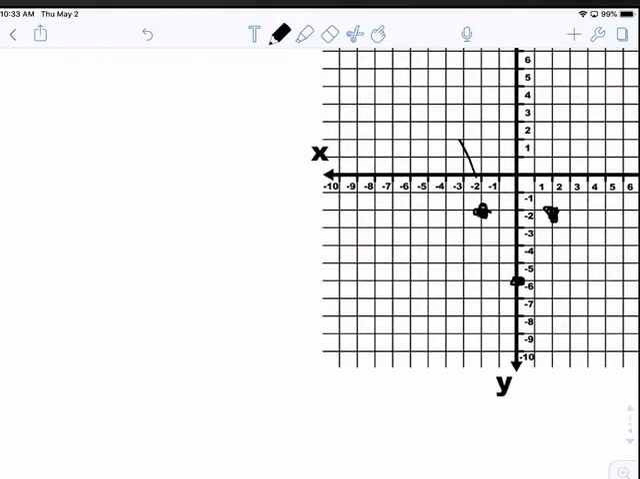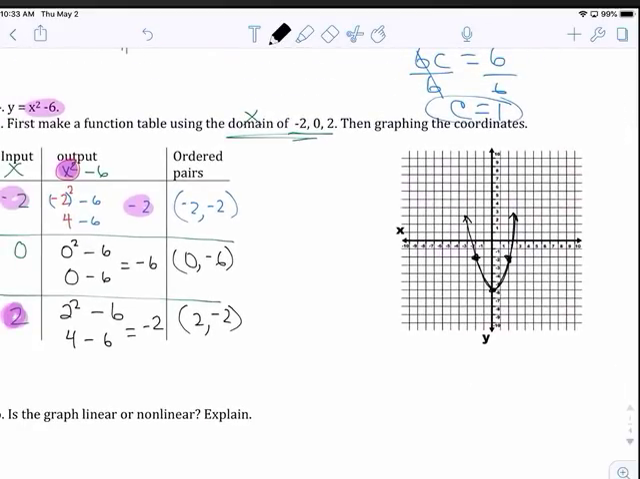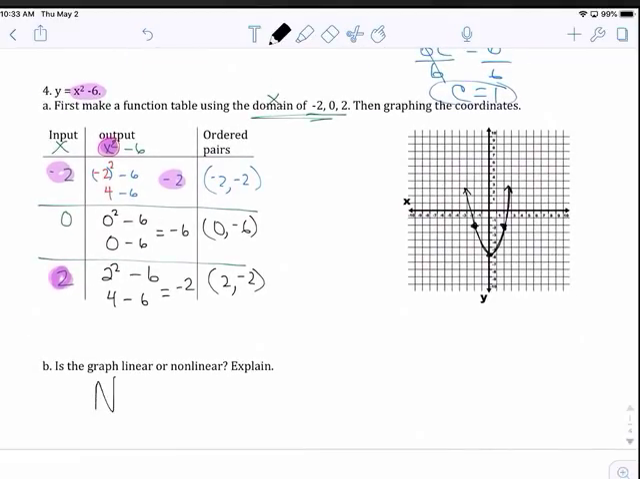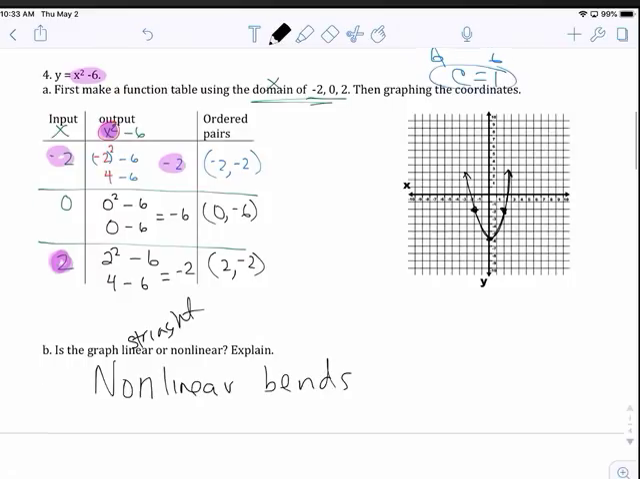Okay? And then you, it's non-linear. No, don't connect them together. Don't connect all the dots. Just start, finish. It makes a parabola, what we also call a happy face or a sad face. Is it linear or non-linear? Non-linear. Non-linear is not a straight line. Linear is straight, not bending. It's non-linear. It bends. Easy peasy, lemon squeezy.